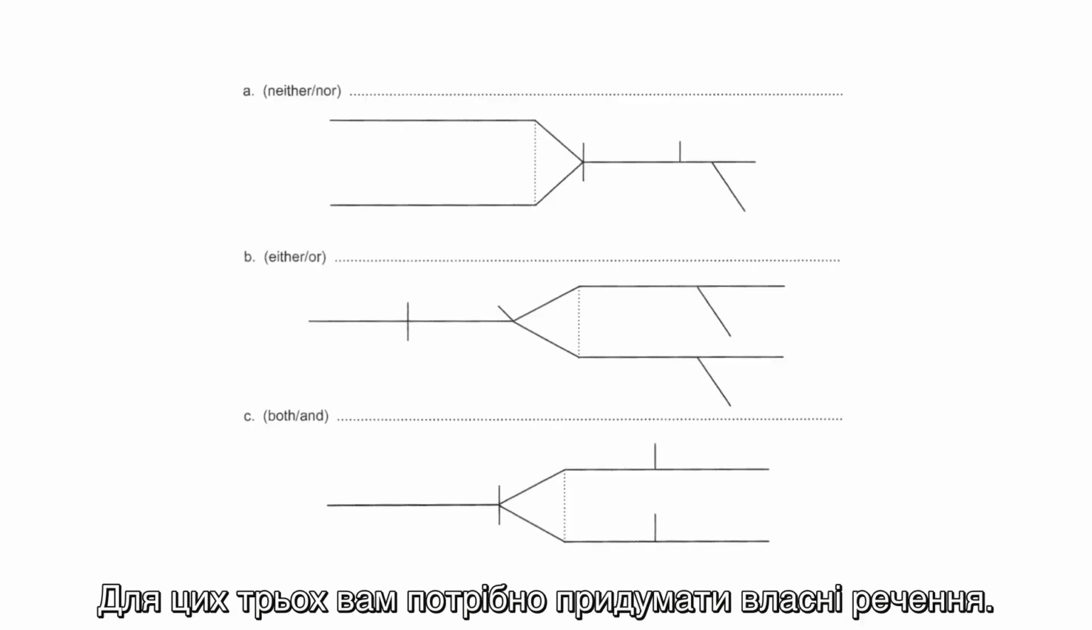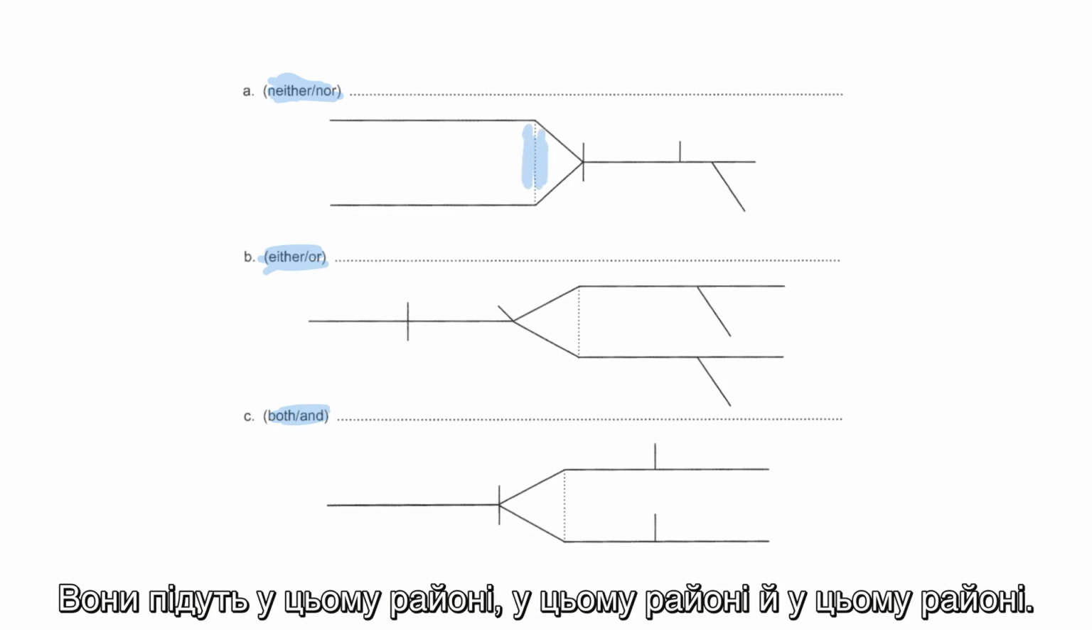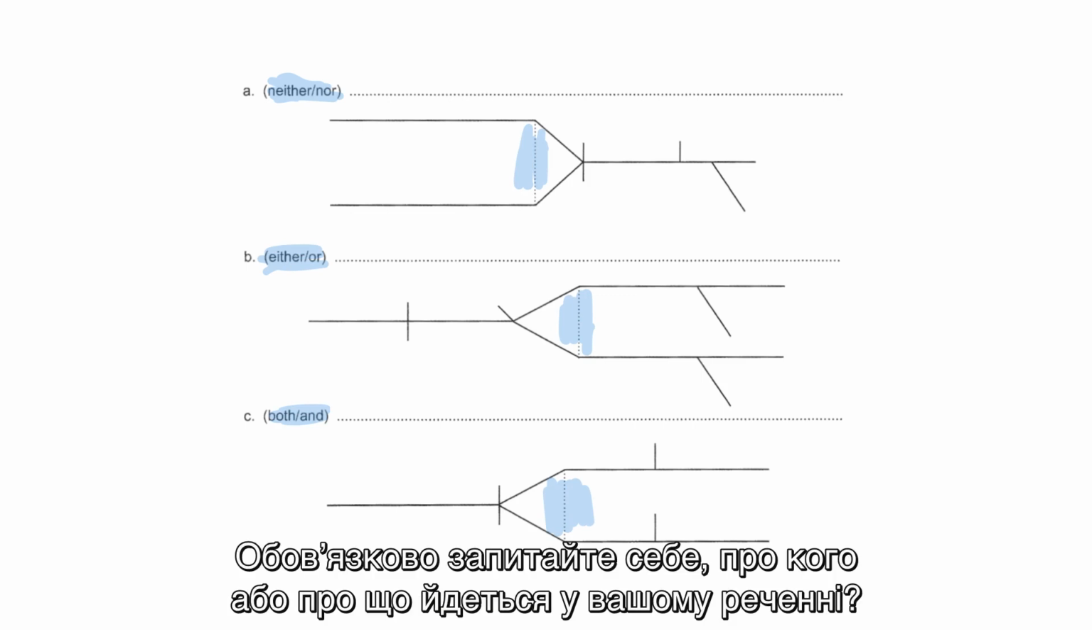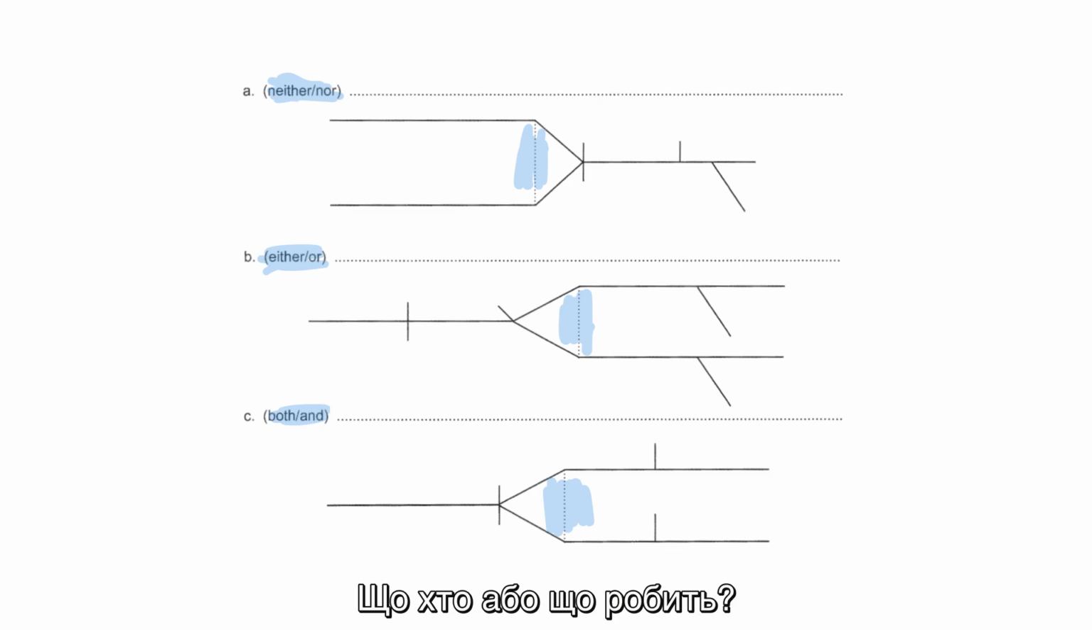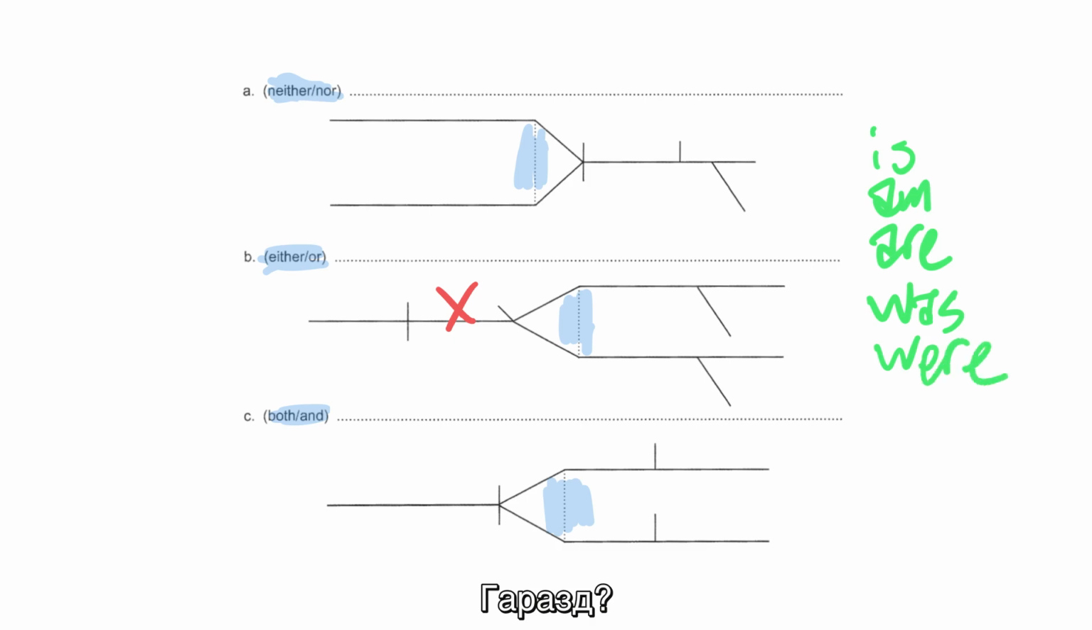For these three, you need to come up with your own sentences. Make sure to use the words that they provide for you. Those will go in this area, and this area. Make sure to ask yourself who or what is your sentence about. What is who or what doing? What are they doing it to? Or how are they described? I'll give you one other hint. Where I'm putting this red X, you need to use a word like is, am, are, was, or were. Okay?